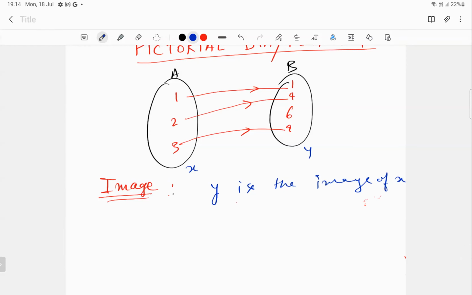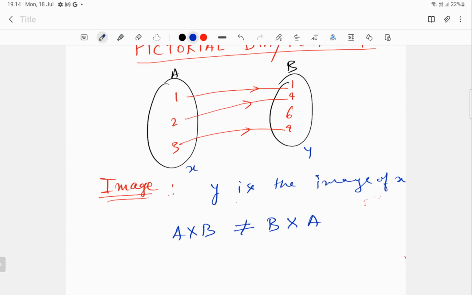One more thing I almost forgot: A cross B, the Cartesian product, is not equal to B Cartesian product A, right? Because the first element will be different; it will change the element. So the A Cartesian product B is not equal to B Cartesian product A. If A is equal to B, then it is true.